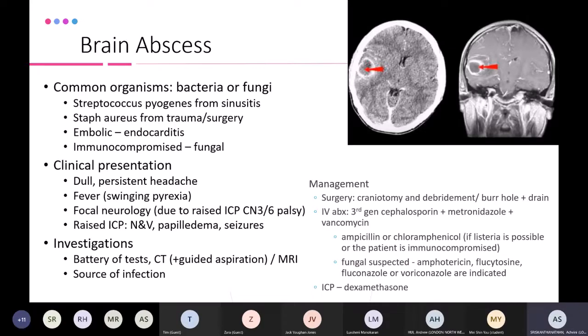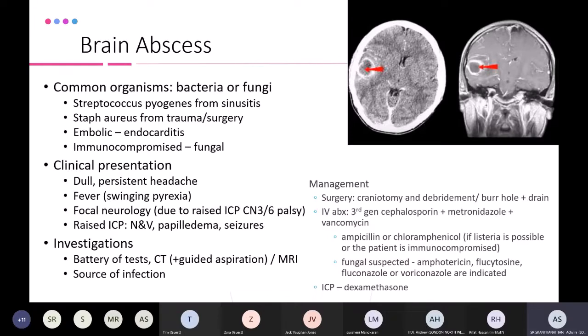So CT or MRI is one of your main investigations. You want to source what the infection is, so you can have a CT guided aspiration of the abscess itself, and you can send that off for cultures. Then treatment itself is giving them IV antibiotics. So third generation cephalosporins, metronidazole and vancomycin are ones that you want to consider. To decrease the intracranial pressure, dexamethasone, and then you can consider surgical debridement and drainage of this.